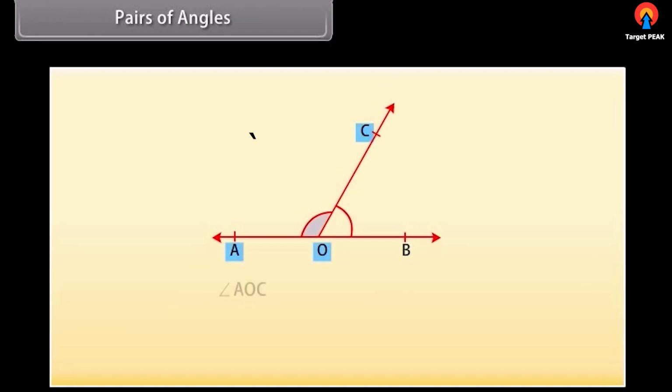Can we write angle AOC plus angle BOC is equal to angle AOB? Yes, because angle AOC and angle BOC are adjacent and angle AOB is the angle formed by the two non-common arms, and we have studied that when two angles are adjacent, then their sum is always equal to the angle formed by the two non-common arms.